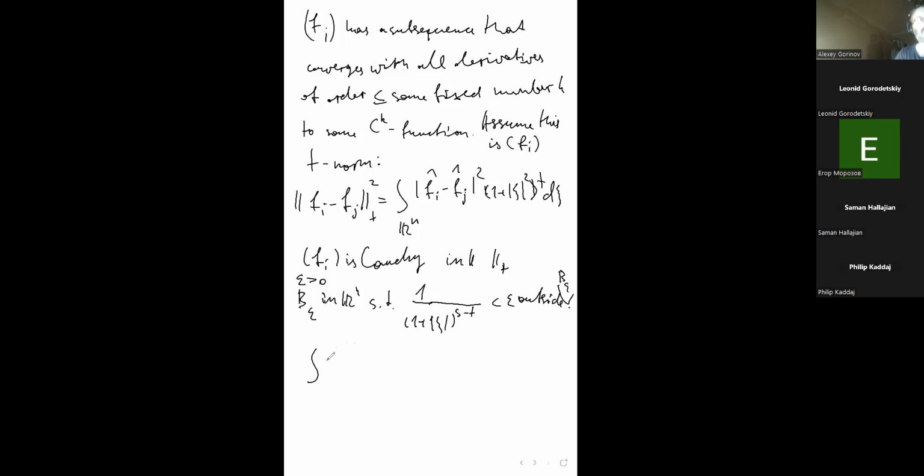We replace the T norm by the S norm because we already know that the S norm is bounded. But then we need to multiply and divide by something. Divide by s minus t, and multiply by 1 plus psi squared to the s d psi. Okay, and then what? Then I split this integral.